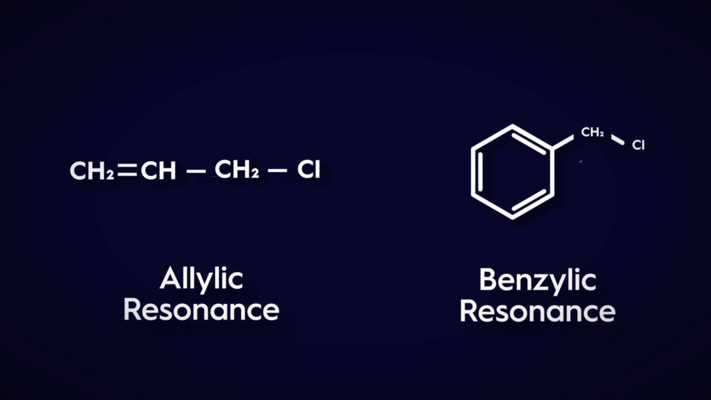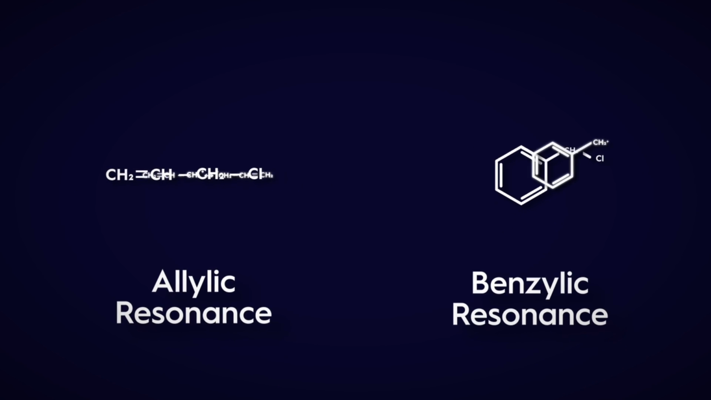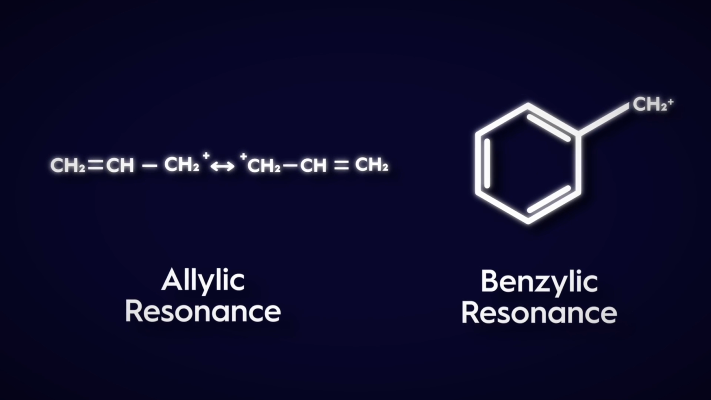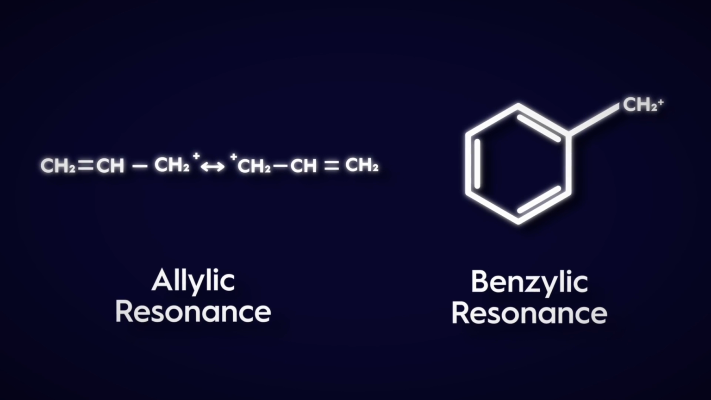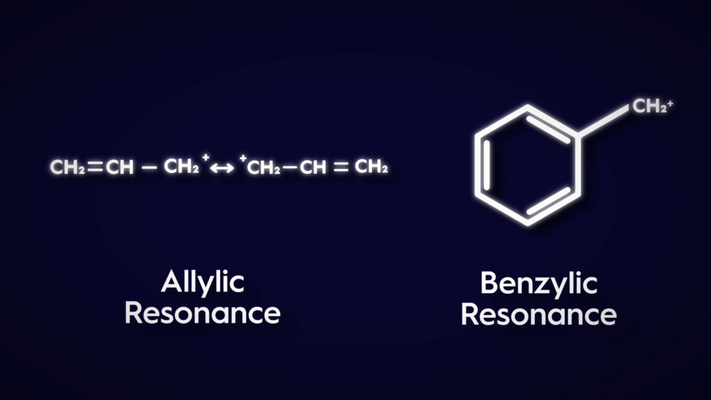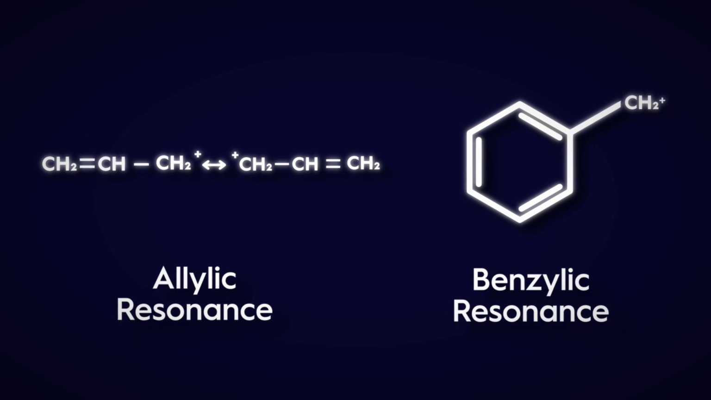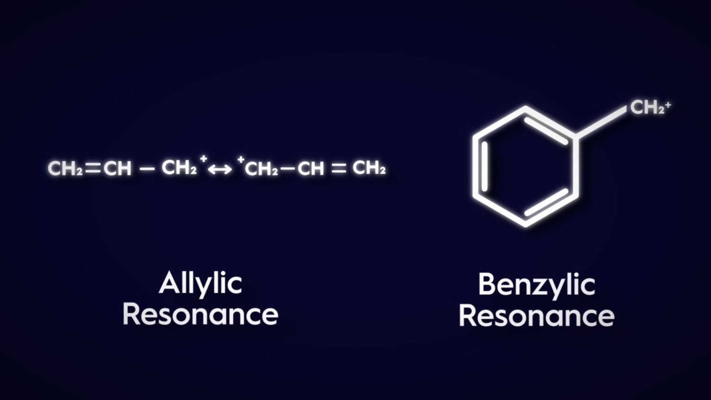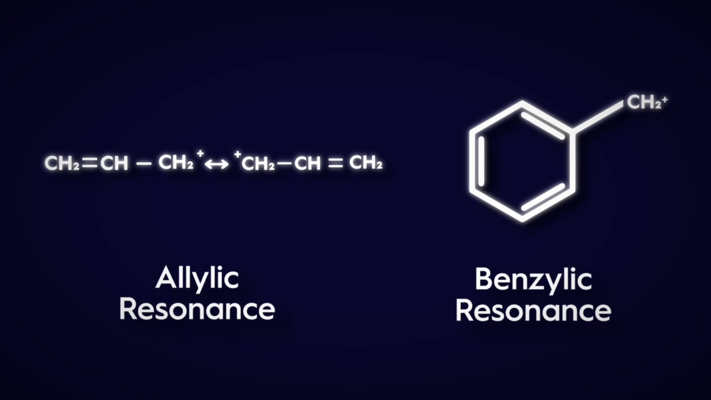Additionally, there are special cases worth noting. Allylic and benzylic positions stabilize carbocations through resonance. That's why even primary allylic or benzylic substrates can undergo SN1 rapidly, while an ordinary primary halide still favors SN2.